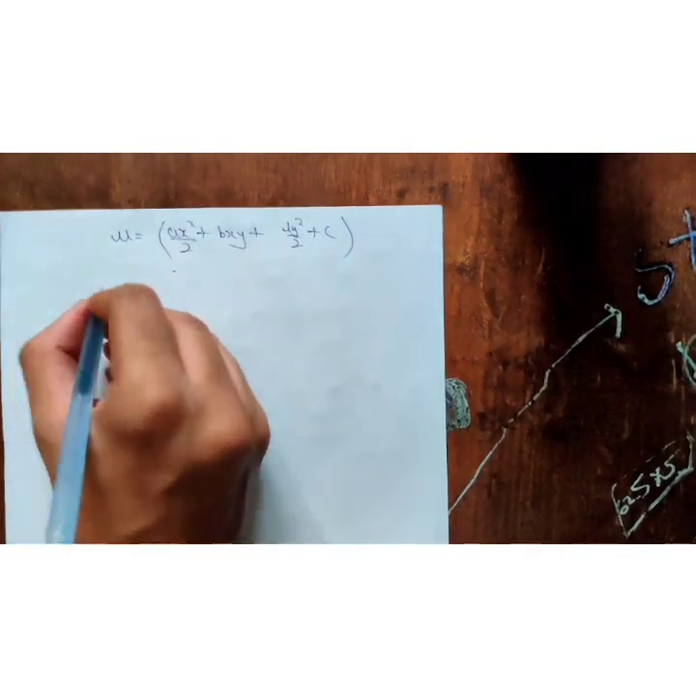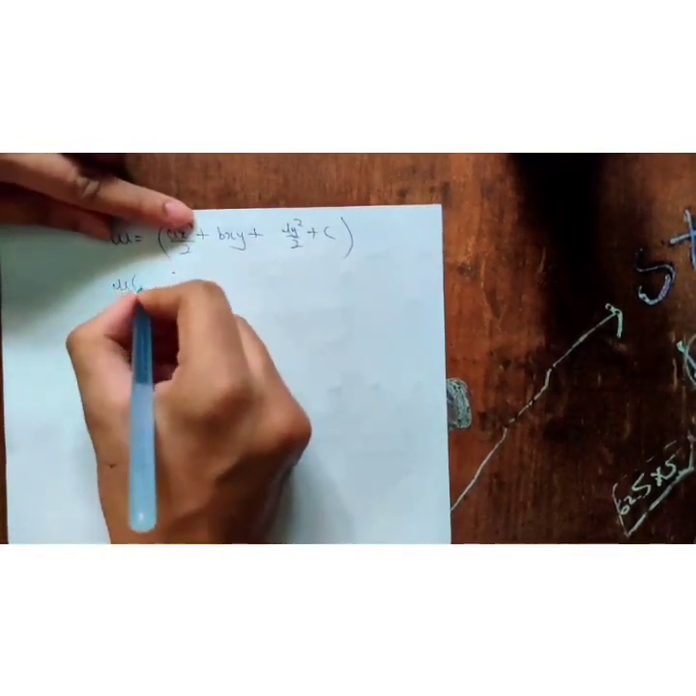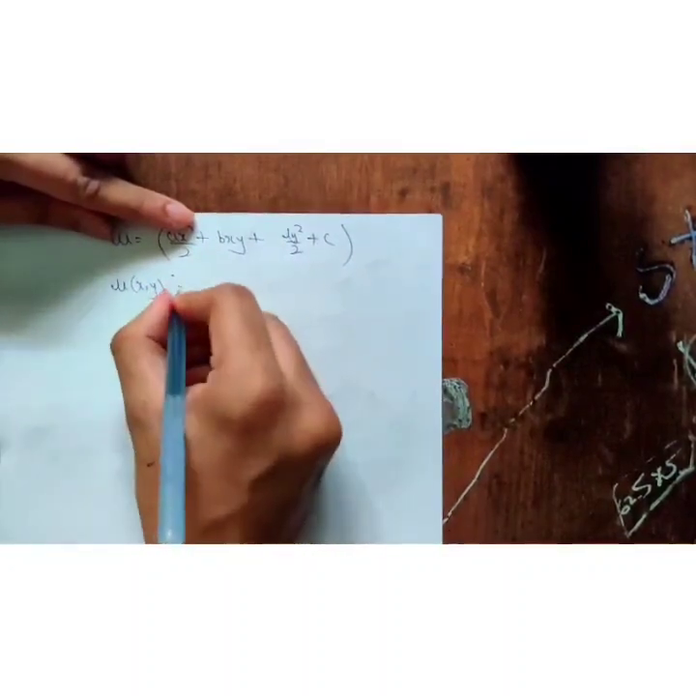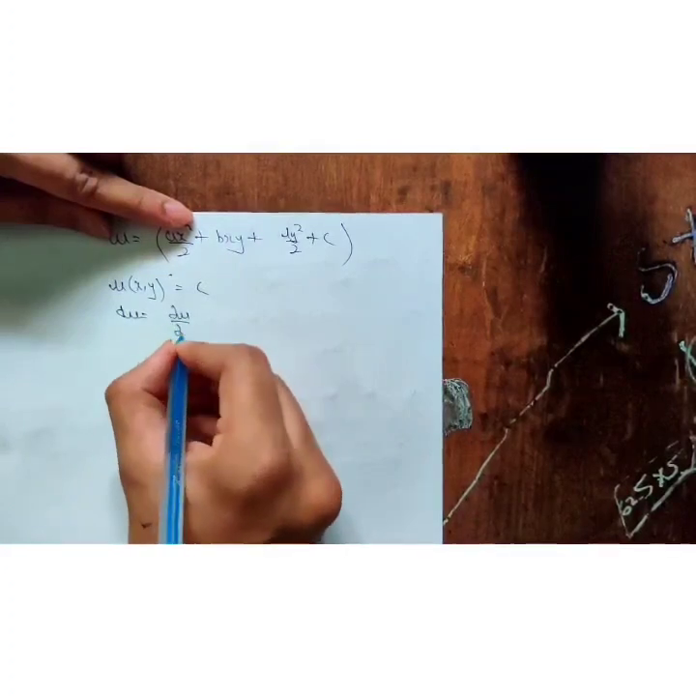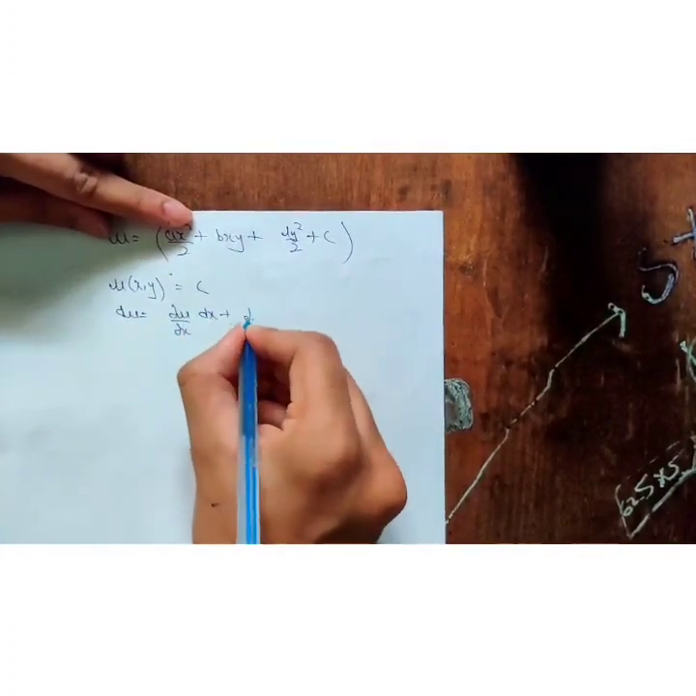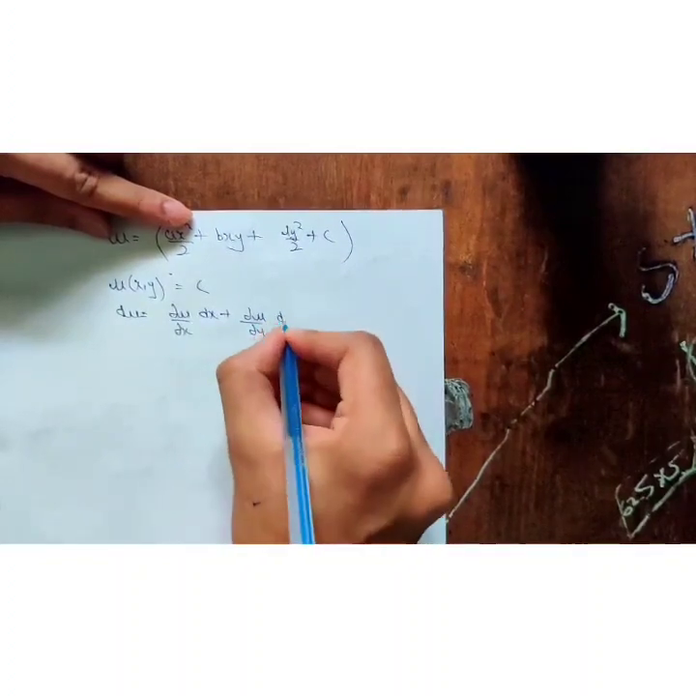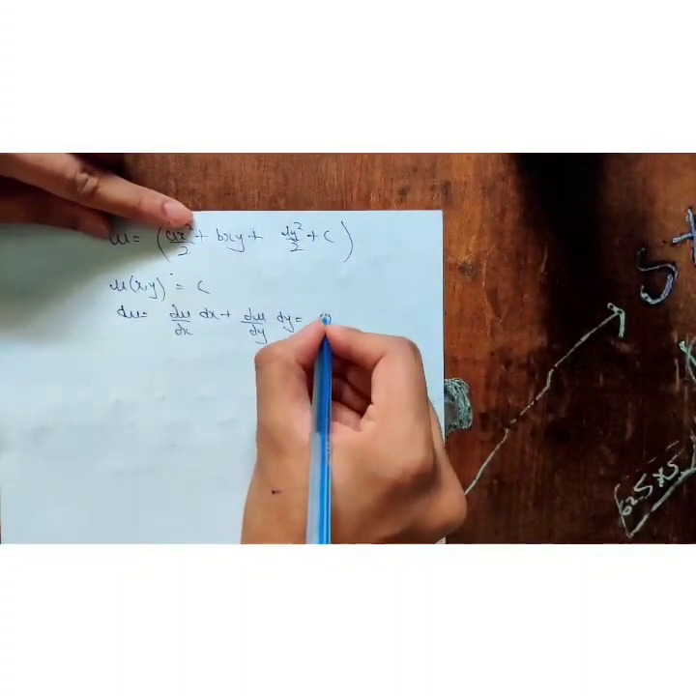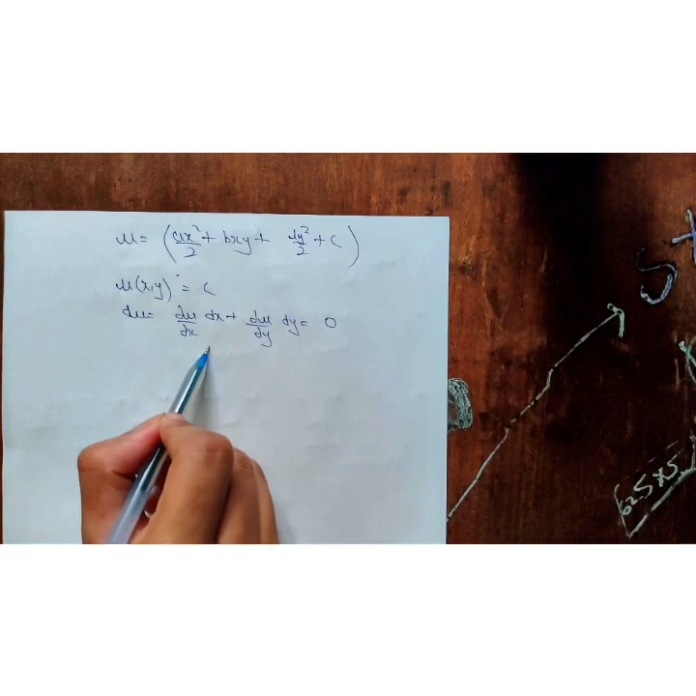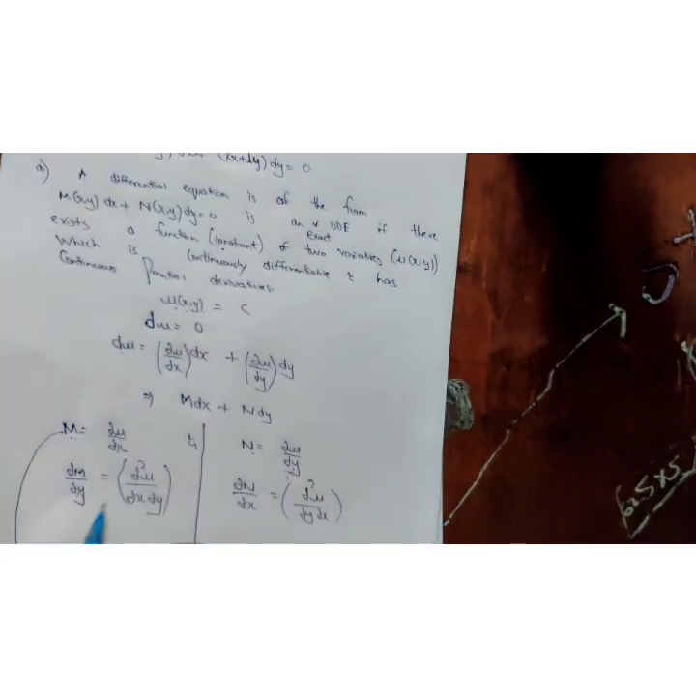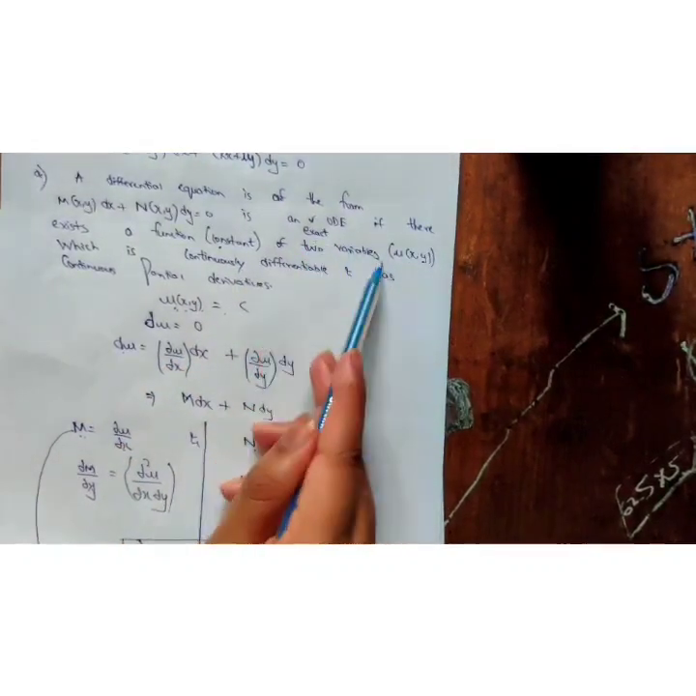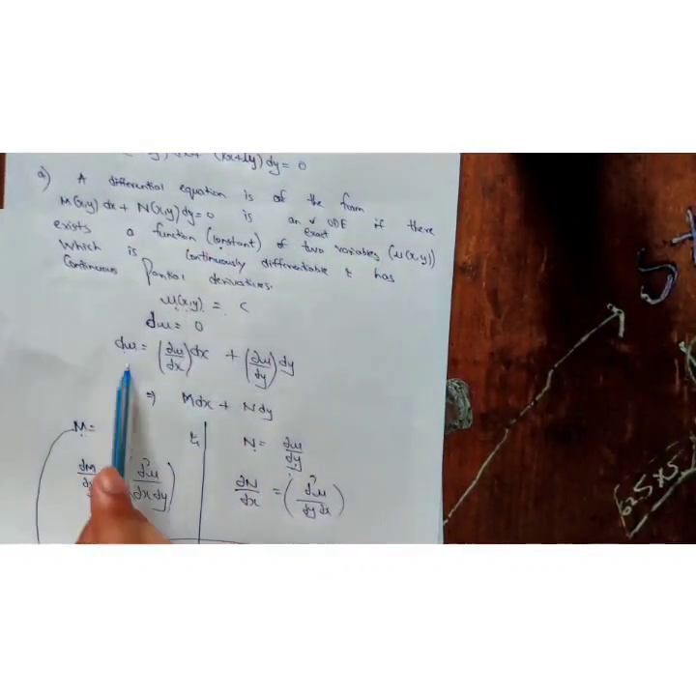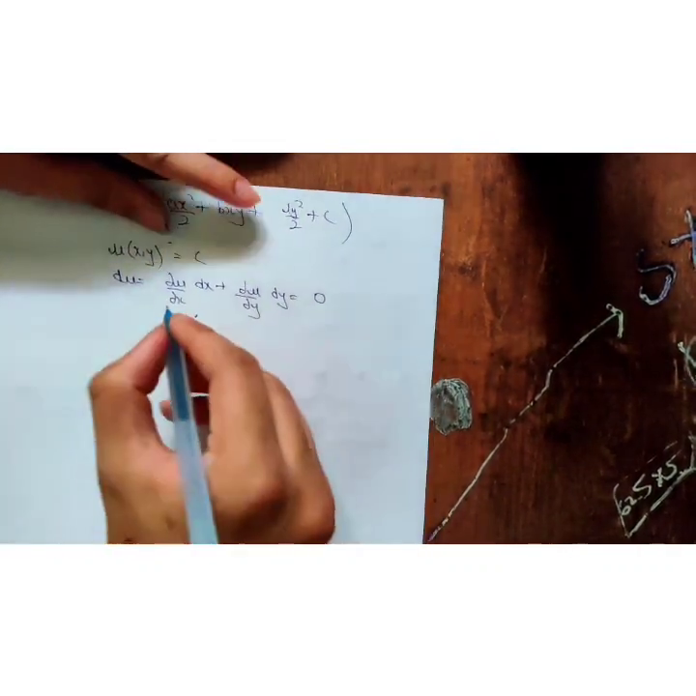We all know that u is a function in two variables x comma y and it is a constant c. So du is equal to ∂u/∂x into dx plus ∂u/∂y into dy is equal to 0. Don't you find this similar? Yes, in the first page I have already shown you. u(x, y) is equal to c. u is a two-variable function, it is a constant function, and du is equal to this.